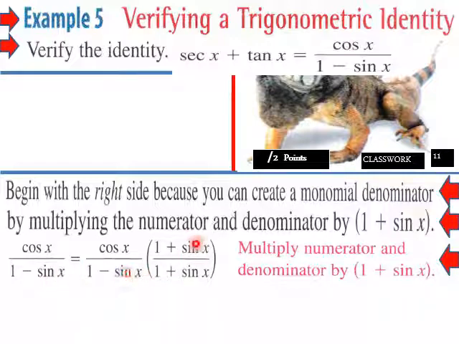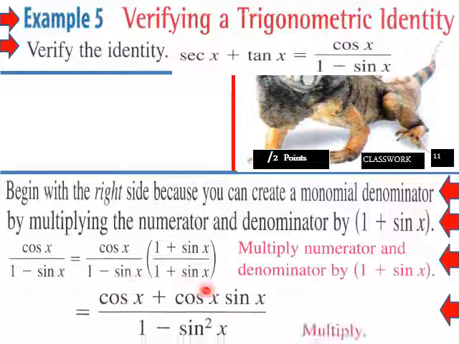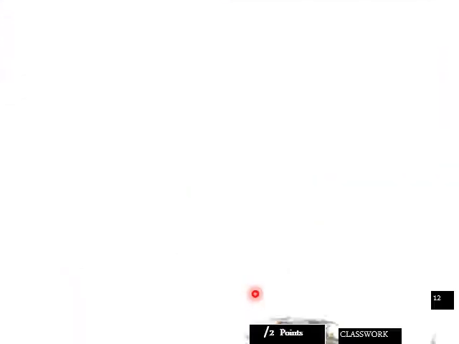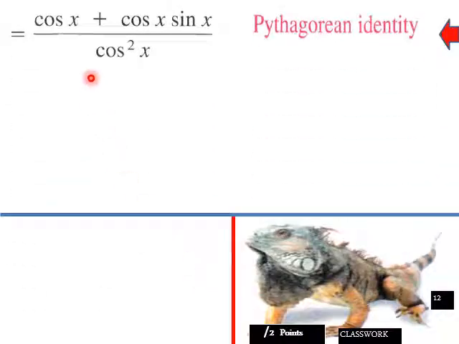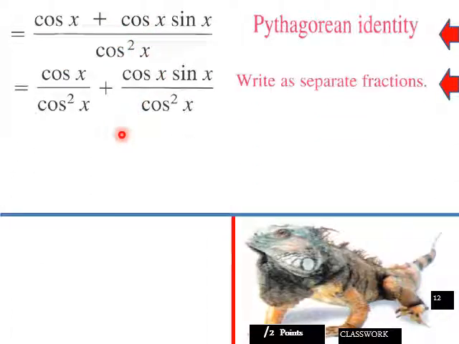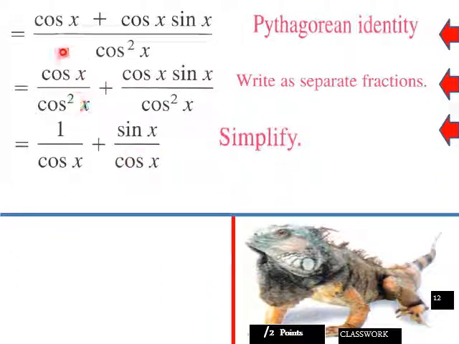So when we multiply through by 1 plus sine x times cosine x and 1 minus sine x, we get cosine x plus cosine x sine x over 1 minus sine squared x. And then when we do that, we end up with this, and we have a Pythagorean identity here now, which is cosine x over cosine squared x plus cosine x sine x over cosine squared x. So we separate our fraction. This cancels out here.